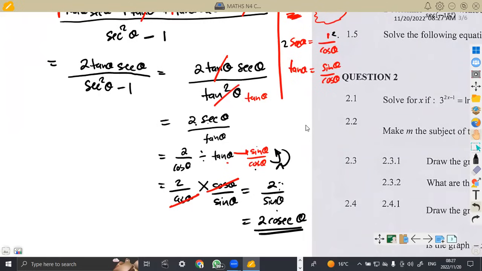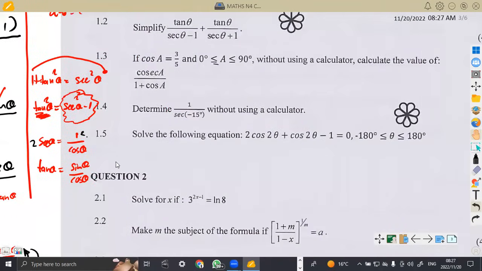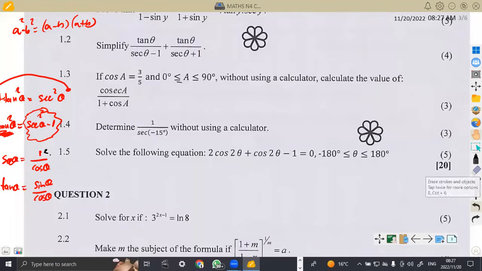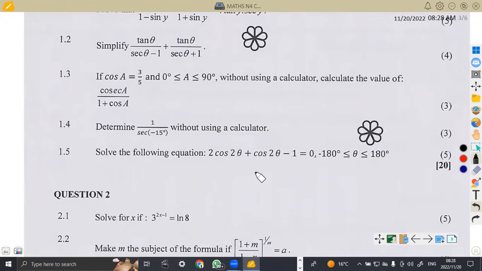Let's move on to the other part of the question, which is 1.3. On 1.3, we're given a certain consideration. We're given that cos theta is equivalent to 3 over 5, and cos A is equal to 3 over 5, and this A ranges from 0 to 90 degrees, that is, we are talking about the first quadrant. Without using a calculator, calculate the value of cosec A over 1 plus cos A. Okay, so this was the question.